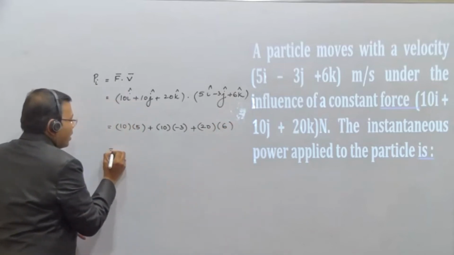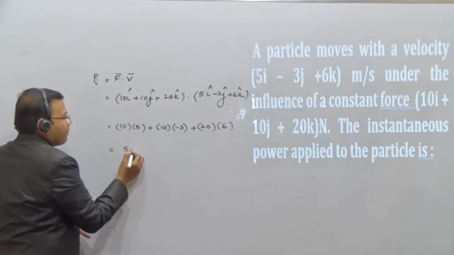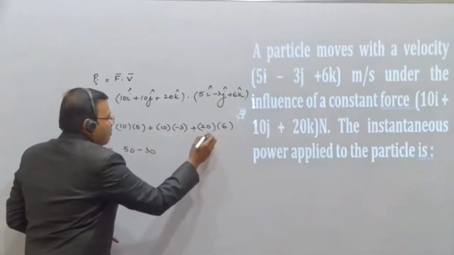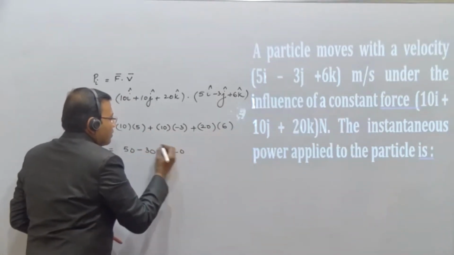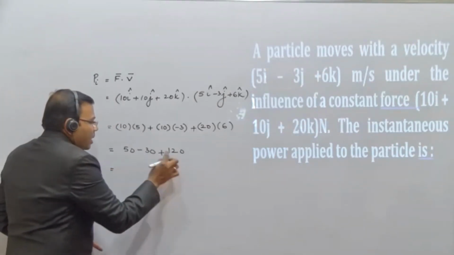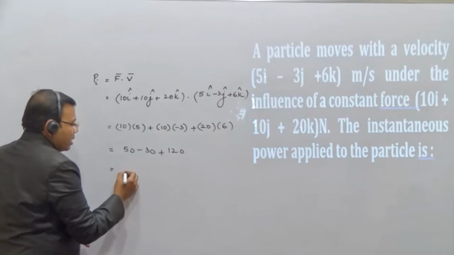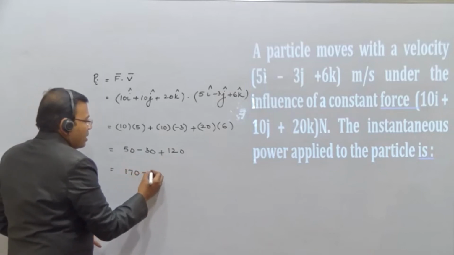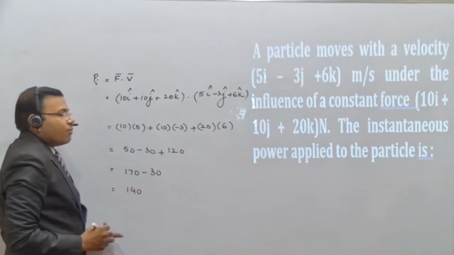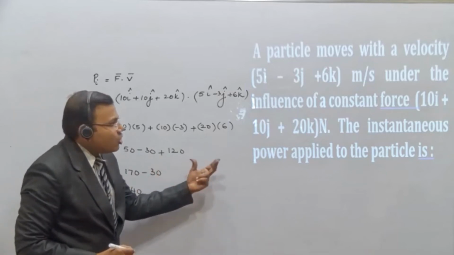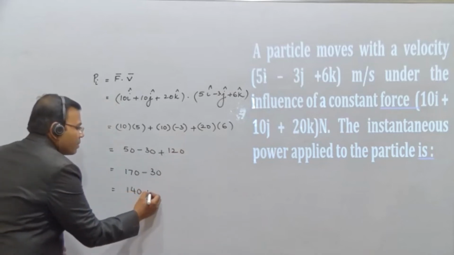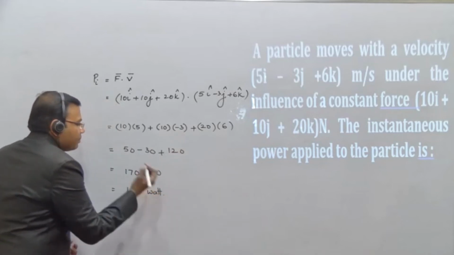Now what I do, this is how much? 50. And this is plus into minus, minus 30, and plus 20 into 6, that is 120. Now 50 plus 120 is 170, minus 30 gives us 140. The units are mentioned with force as well as with velocity, so directly we can write it, this many watts are there.